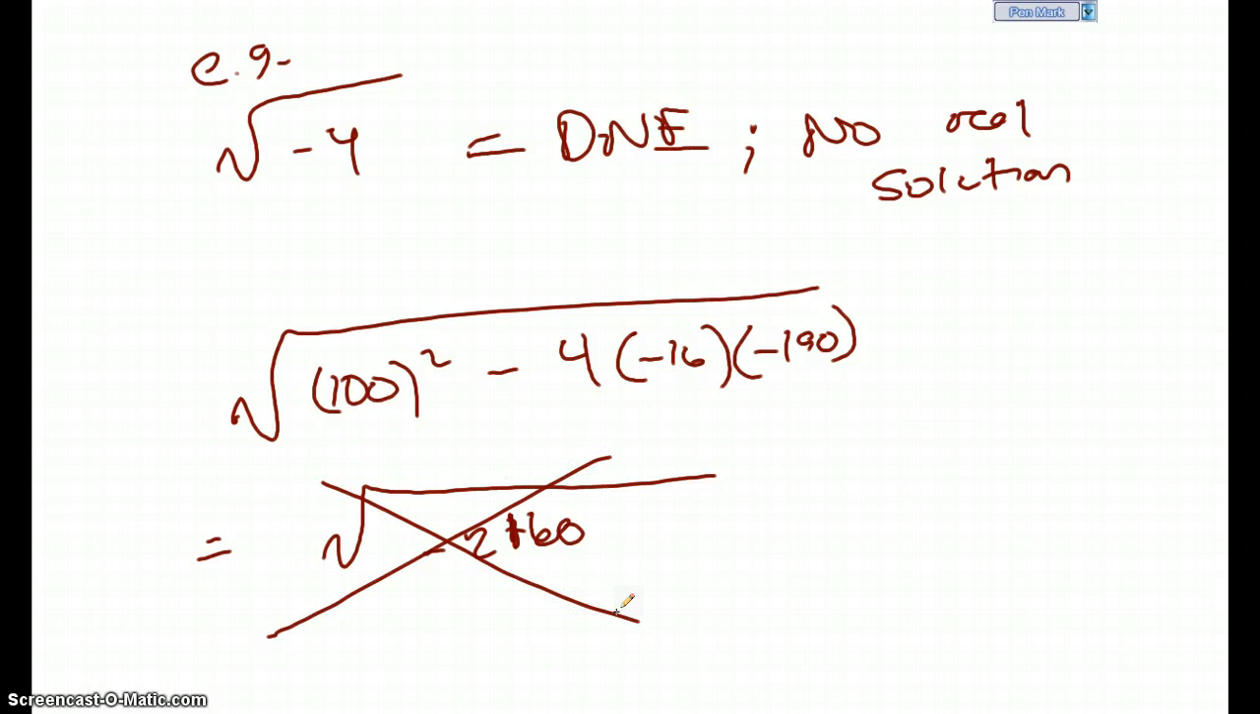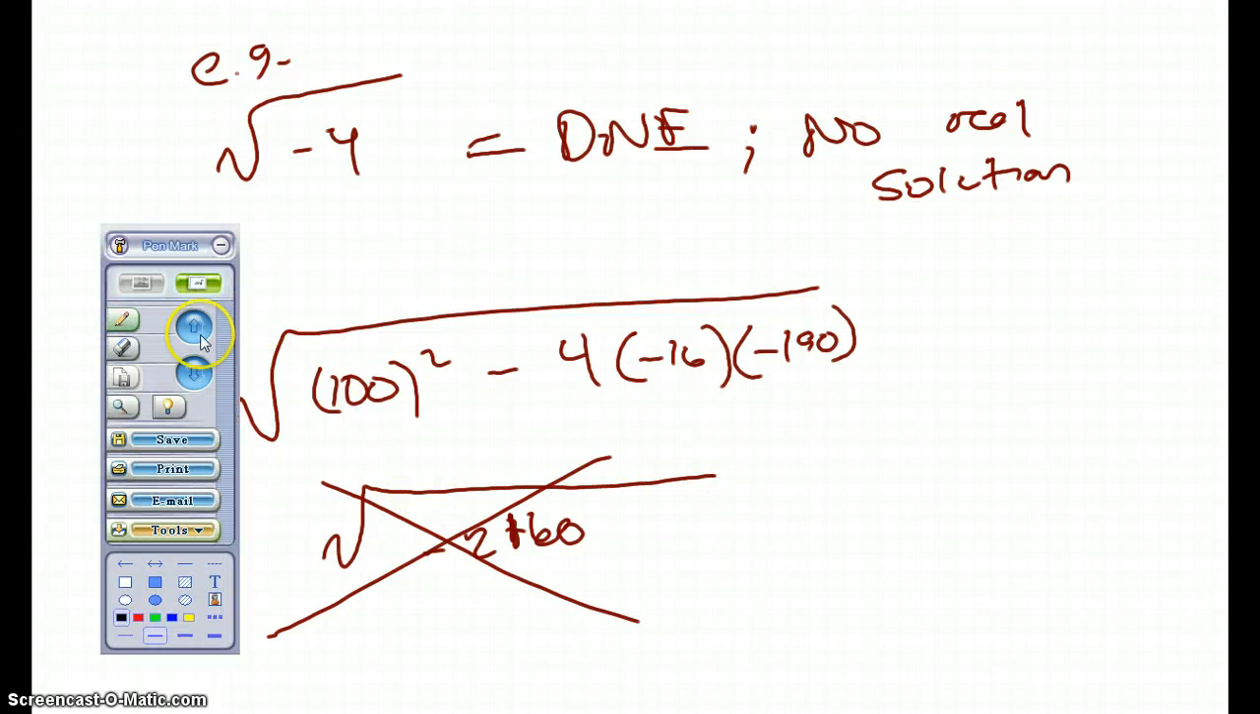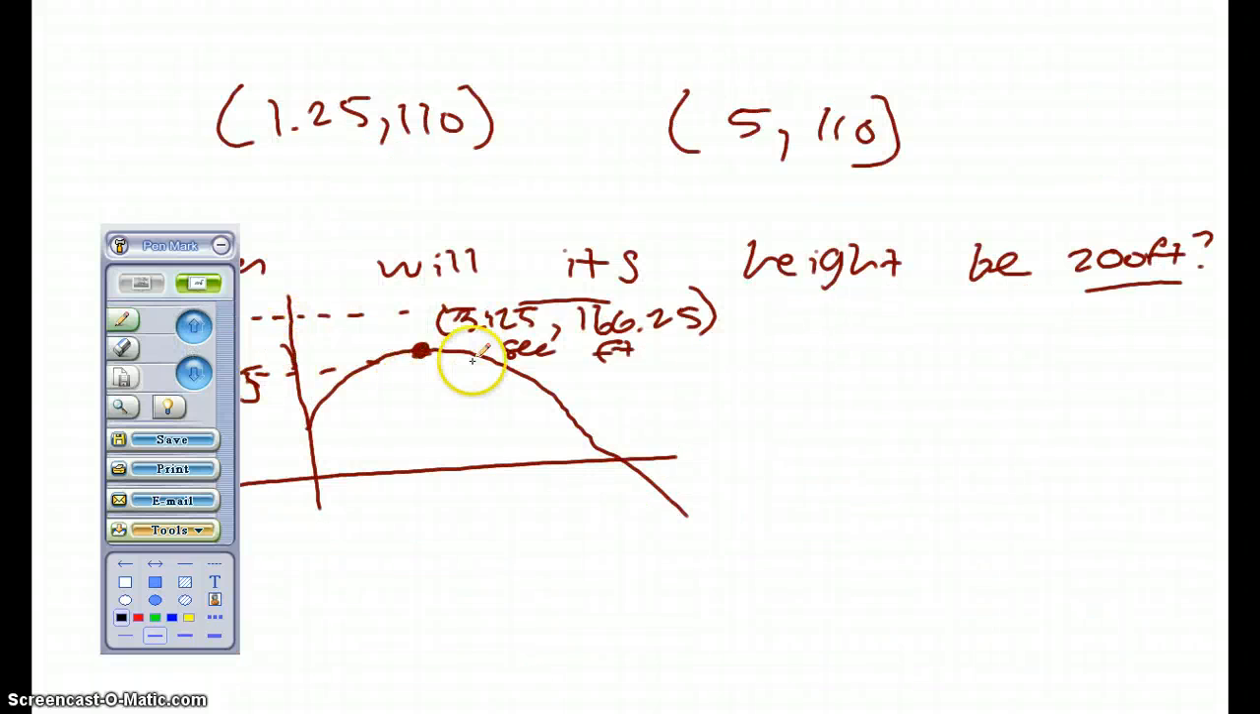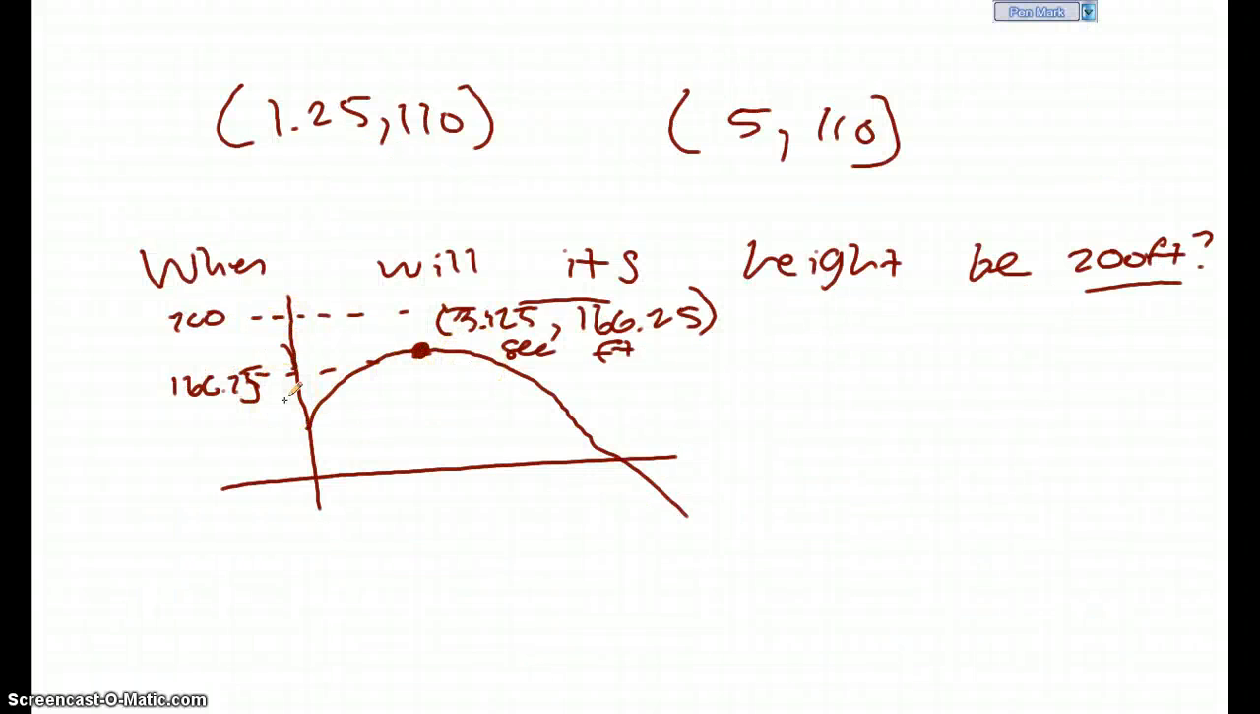Now there are such things as complex numbers, but that doesn't make sense in this problem. This is not a real solution. And math has its way of telling us. Usually we'll end up with this negative under the square root sign when a real answer doesn't exist. But it's important to understand logically why that is the case.